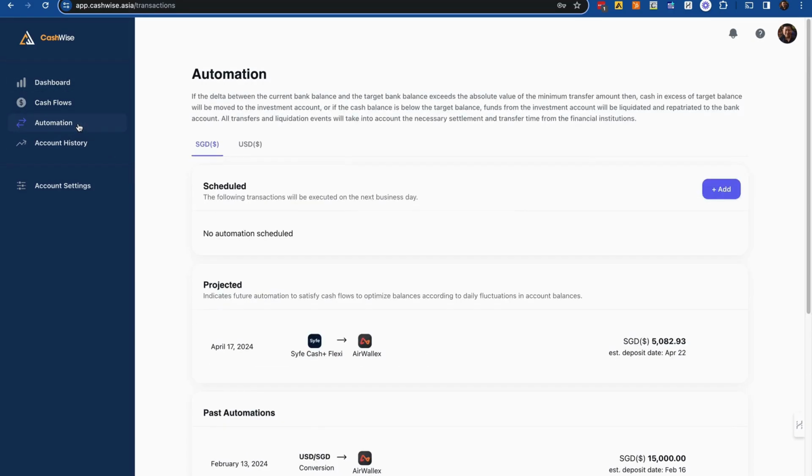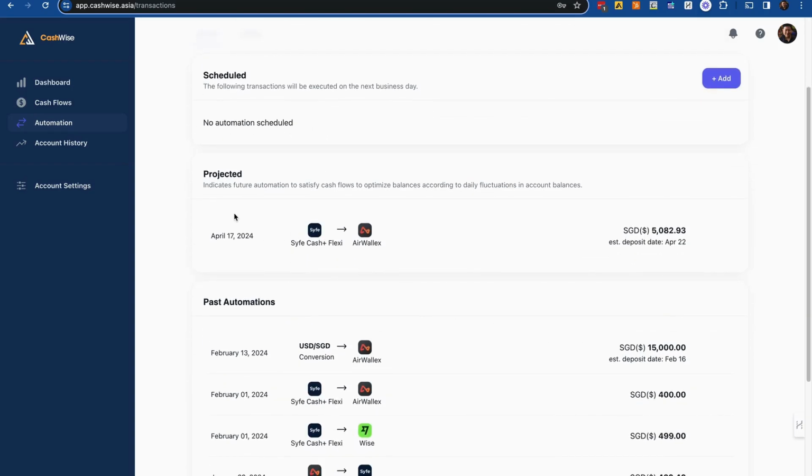Last step is to let it run, and here you'll see the results in the Automation tab. Again, this is broken down by currency. The Scheduled section provides detail on what will happen the next day at 9 a.m. And these transactions are pre-calculated the day before at 4 p.m. You have the option here to review and pause transactions if required.